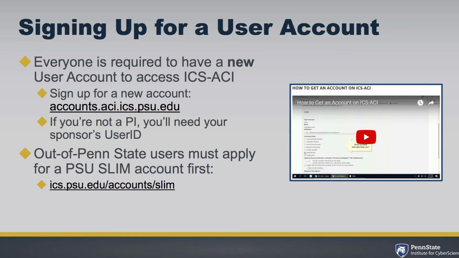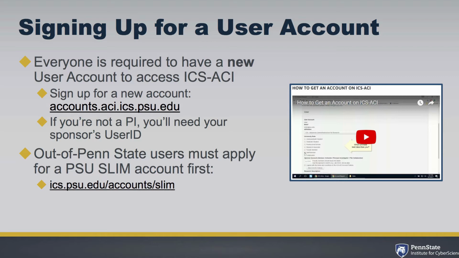Okay, so how do I sign up for an account though? So everyone is required to have an account. Even if you had an account on the legacy system, you still have to sign up for an account on ACI, okay? The link is on here, accounts.aci.ics.psu.edu, okay, you can sign up there. You will need to indicate your principal investigator or primary investigator in there, okay? So you'll need to put them in. If you are a faculty member, you do not need to have a PI, okay? You can sign up for your own account. It will get you access to the open allocation at that point.